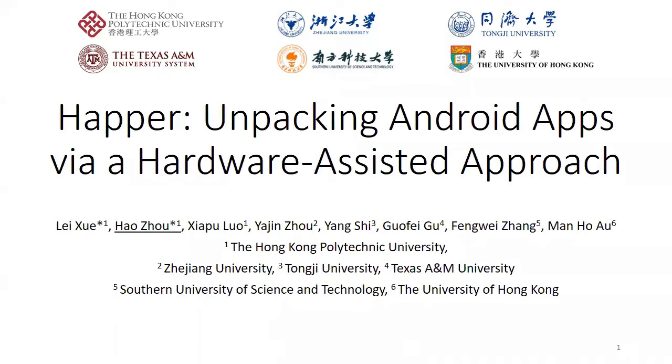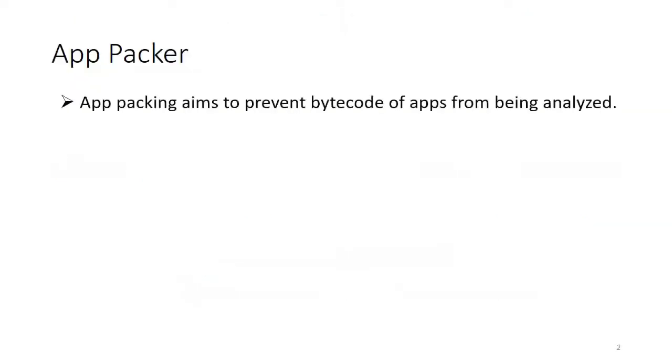I am very glad to present our paper entitled Happer: Unpacking Android Apps via a Hardware-Assisted Approach. App packing is a technique that is widely adopted by both benign apps and malicious apps. App packers deploy packing techniques to pack apps in order to prevent their bytecode from being analyzed.